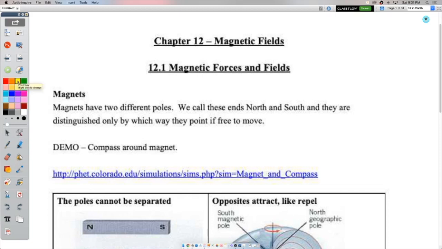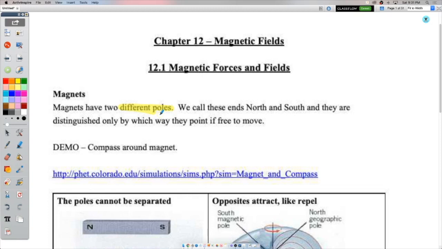So, what is a magnet? Or what are the parts of a magnet? Or what are the kind of things we need to know about a magnet as we get started? Well, the first thing is that magnets have two different poles. Why poles? That's kind of the name we decided to give them, right?